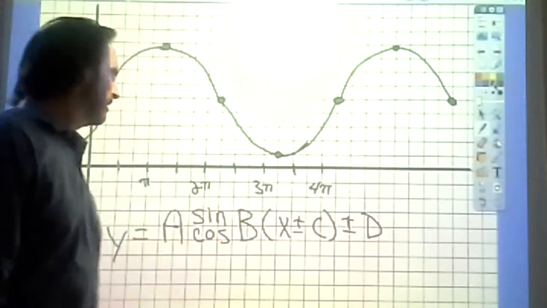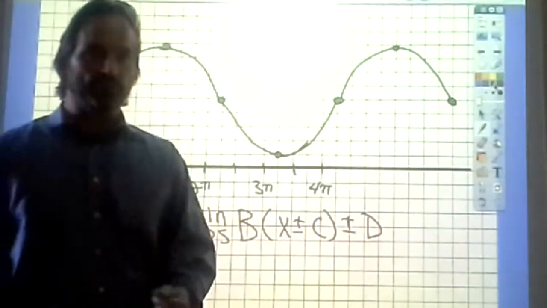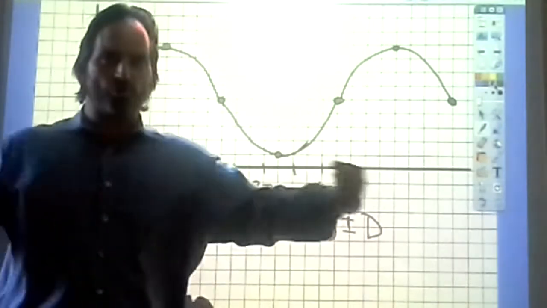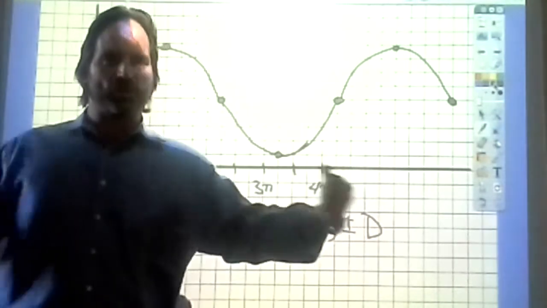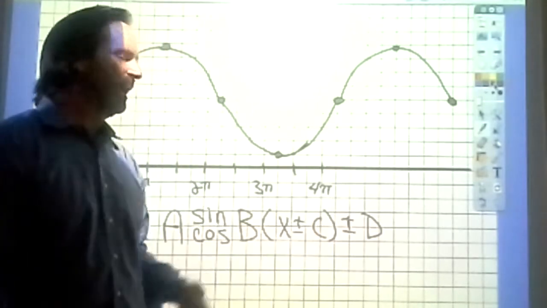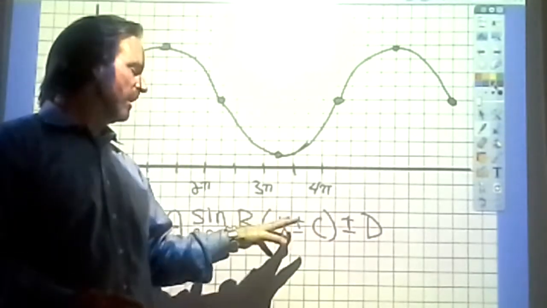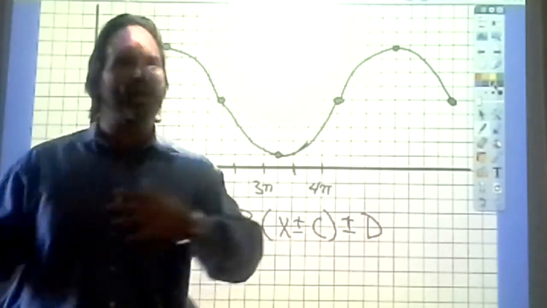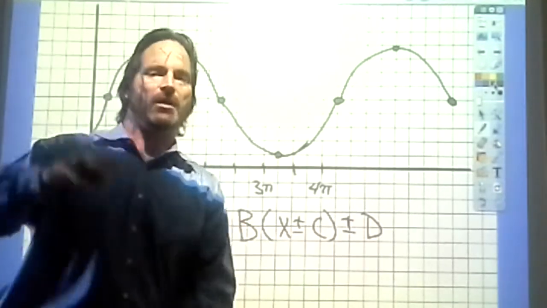vertical. A and b, A is a stretch or compression vertically, B is your accordion this way, a horizontal stretch or compression, and the C or D, those are phase shifts where it's going to go. The whole graph moves left or right or up or down.